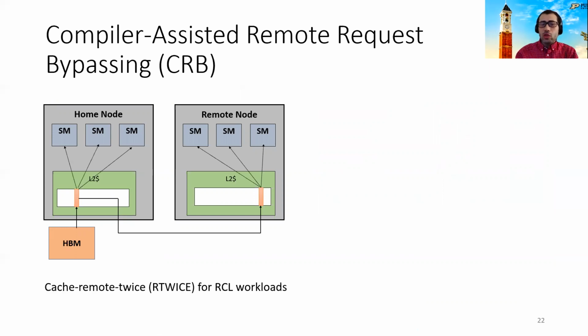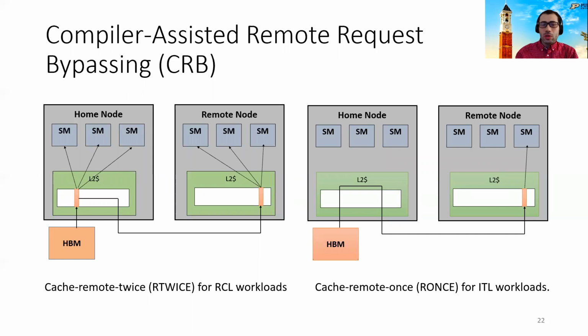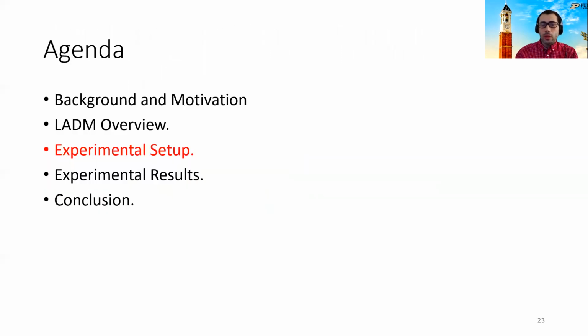In fact, the cache remote twice policy can be beneficial in row and column locality workloads where remote requests are accessed by multiple SMs across the GPUs. However, for workloads with intra-thread locality, caching a request twice is a waste of cache resources, as the cache line is only accessed by one SM in the requesting GPU. So in this case, we cache remote requests once, at the remote node. We use our compiler index analysis to determine the locality type found in the program and apply the right policy. In the next slide, we show our experiment setup.